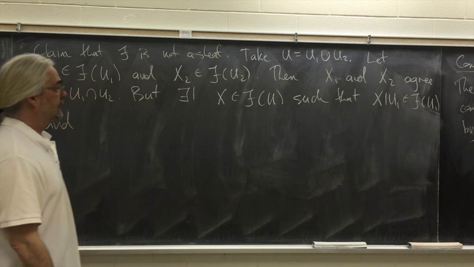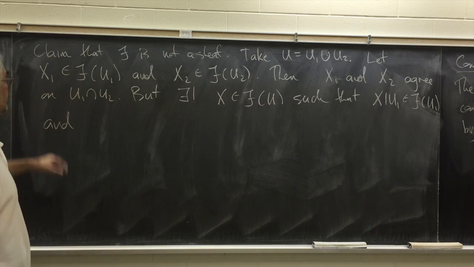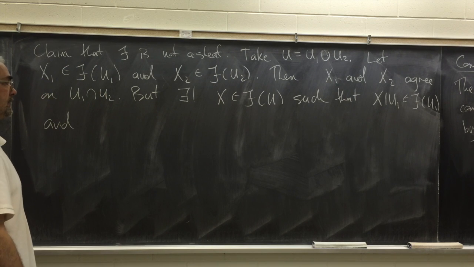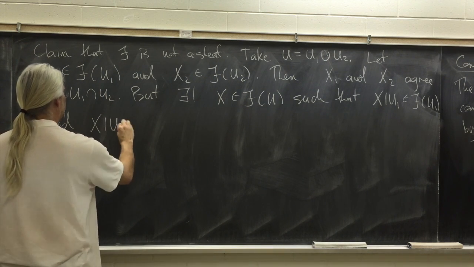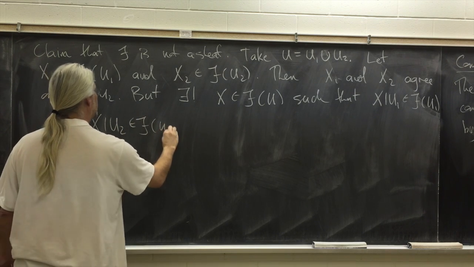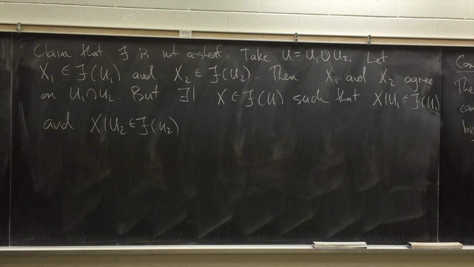So I need a condition here. These should be non-zero. Okay, so both x1 and x2 should be non-zero vector fields. So then this will be true, and x restricted to U2 is in F of U2. Does that make sense? Why is that? Why can't? Because if there's 0, then this could possibly be true. Oh, no, but why doesn't there exist an x?